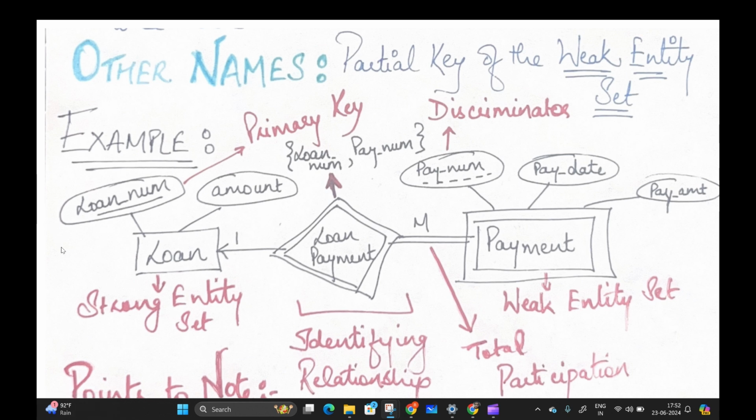That okay, for a particular loan number, you will not have repeated payment numbers. Payment numbers will repeat, but they will repeat for some other loan number. Let's say loan number 1 is having payment numbers A to Z. Then loan number 2 can also have payment numbers A to Z. But if you imagine this table, it will have multiple A to Z entries, right?